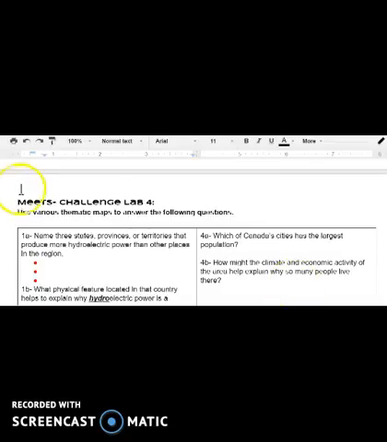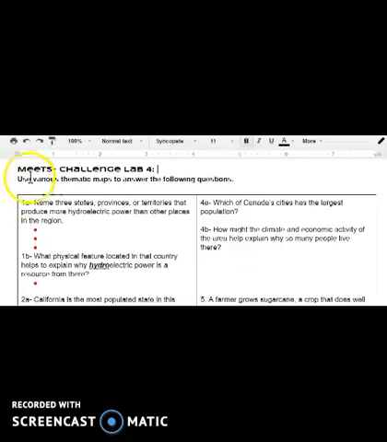To meet the standard, you do need to do challenge lab 4. So again, if you just do 1 through 3, you'll get a basic. If you do lab 4, which is using various thematic maps, so it's using multiple maps, you will actually meet the standard. You need to get all of these correct, or most, I would say 9 out of 10 or 8 out of 10 correct in order to meet the standard. So it's not just doing it, it's actually getting them correct.